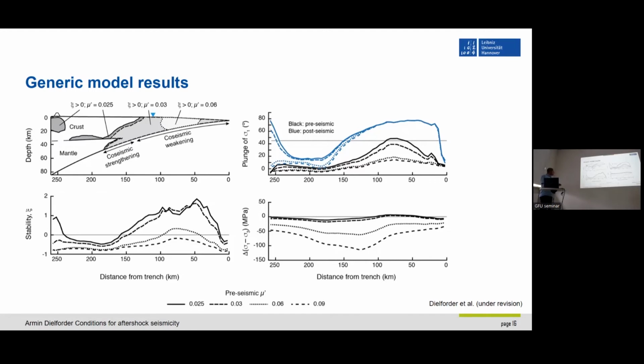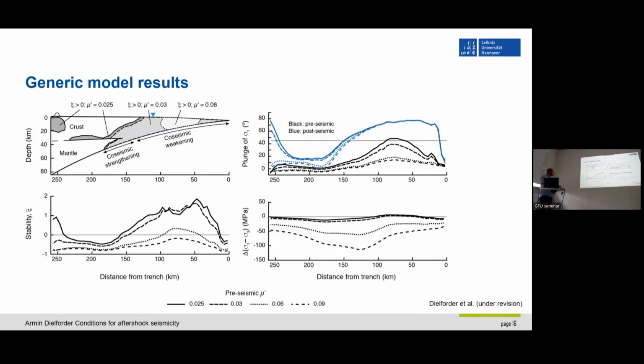Now you can see if we have a preseismic mu value of 0.09 and it drops to 0.01, then the entire forearc remains basically stable. So we have an unfavorable stress change for any aftershock seismicity. And this you can see here, if you look at this stability parameter, it is always below zero, that is the dashed line. If the preseismic mu value is 0.06, we have different stress conditions, and there's a small part where this value gets above 1, and this is the area shown up here. And we have a small patch where the stress change would be suitable for aftershock seismicity.